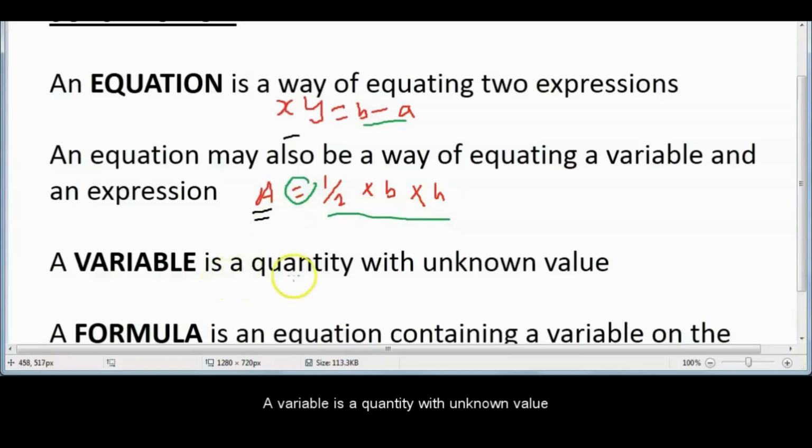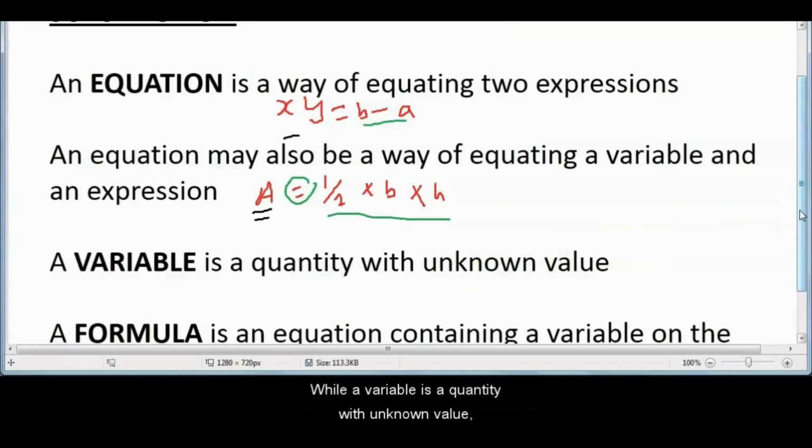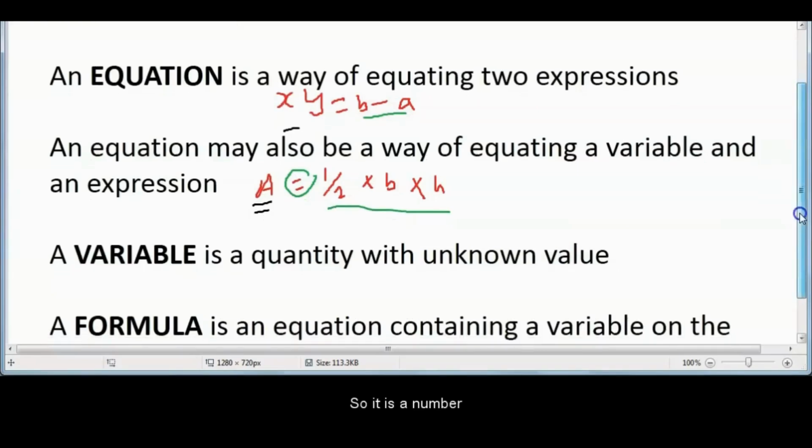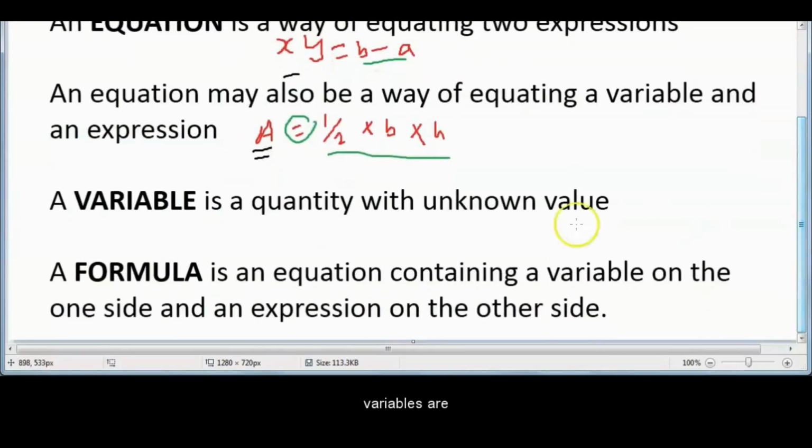A variable is a quantity with unknown value. A variable is the opposite of a constant. While a variable is a quantity with unknown value, a constant is an integer or rational number, so it is a known value. Variables are represented by English letters such as x, y, z, p, q, r, and so on.